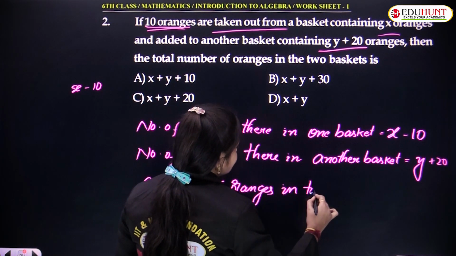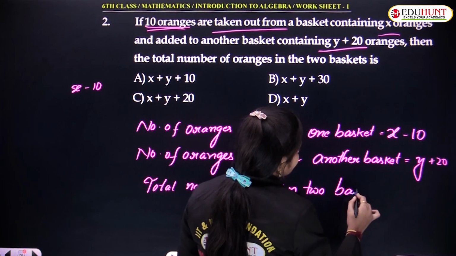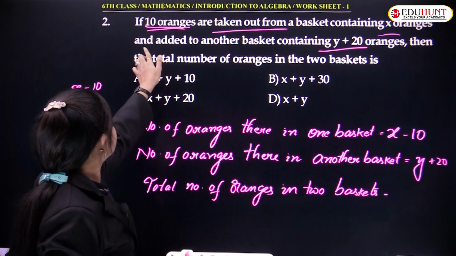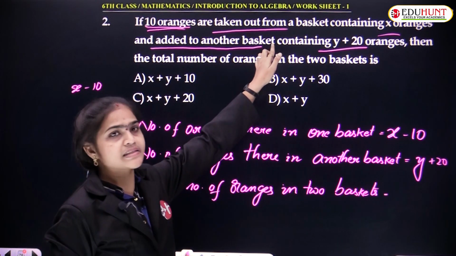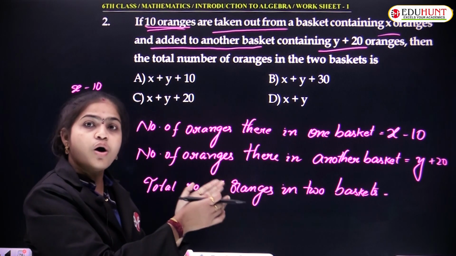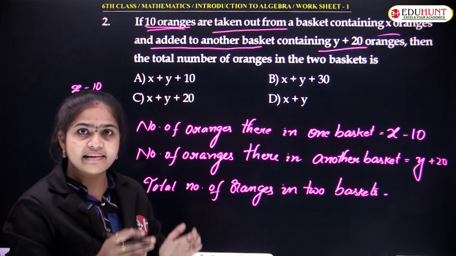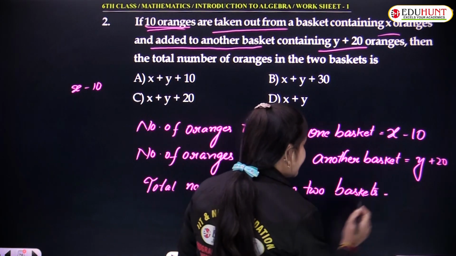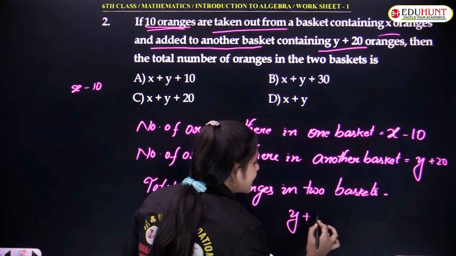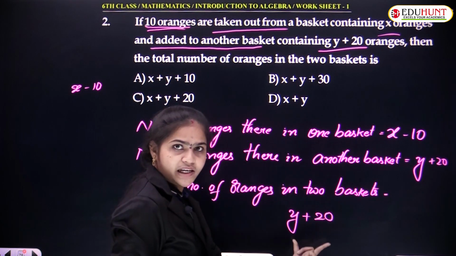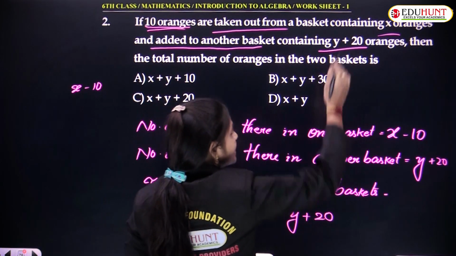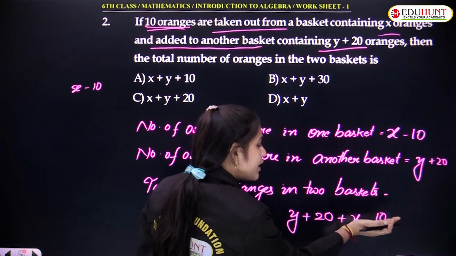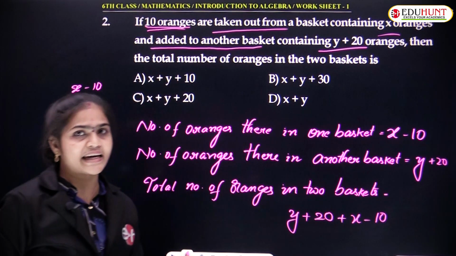In two baskets, that's what they asked here. And added to another basket, which means X minus 10 oranges should be added in that other basket. In that other basket, we have Y plus 20. So finally, in that second basket, we have Y plus 20 oranges. In the first basket, we have X minus 10 oranges, no? Those many oranges we just have to add in that second basket.